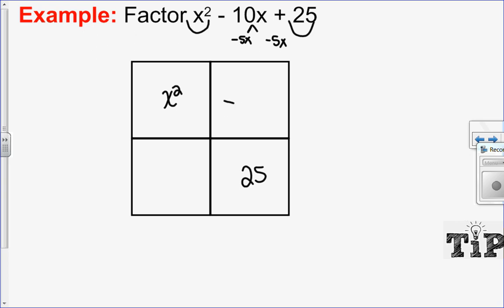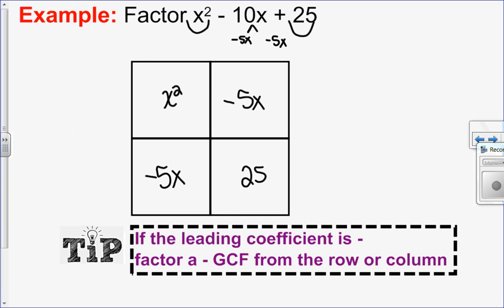Negative 5x, and negative 5x. So I'm going to write those there. So I'm going to factor out the greatest common factor from each row and column. And a little tip I have for you is if the leading coefficient is negative, always factor out a negative GCF from that row or column.